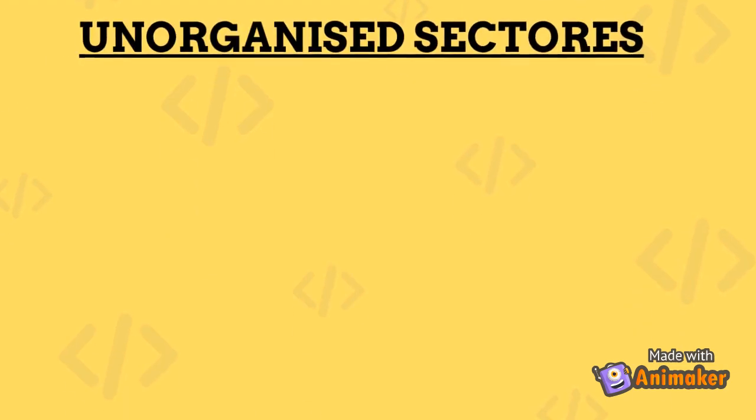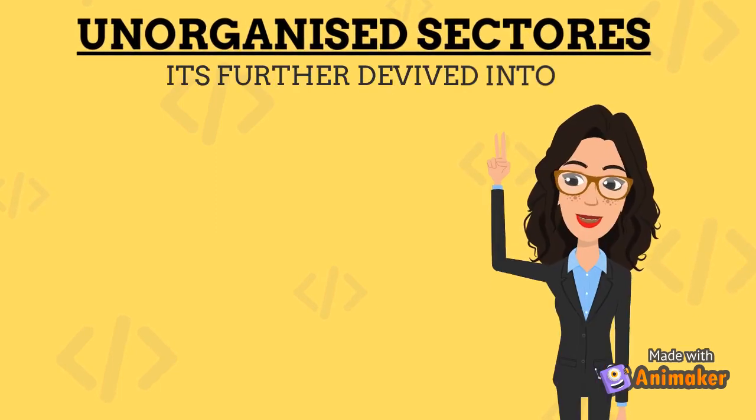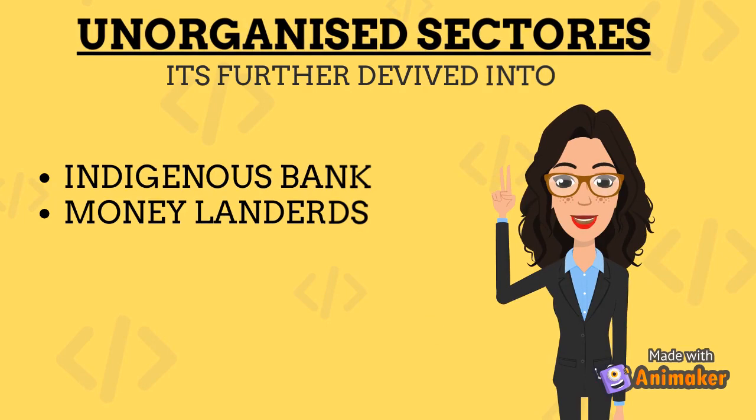Next is the unorganized sector. So it's further divided into two parts. First is the Indigenous Banks and the second is the Money Lenders. So let's talk about Indigenous Banks first. What is an Indigenous Bank?